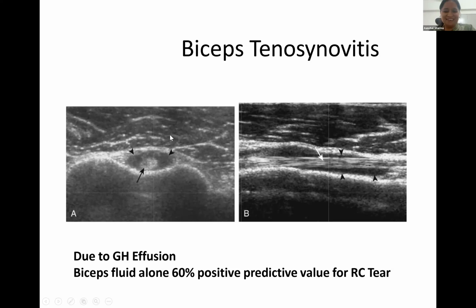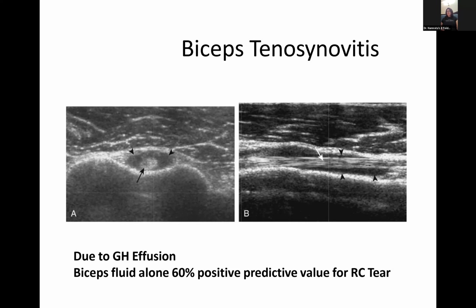Okay, so I was talking about the biceps tendon. Whenever there is fluid around the biceps tendon, whether you are able to appreciate that fluid in the short axis or the long axis, the biceps fluid alone has 60% positive predictive value for the rotator cuff tear. So always look for any tear in the rotator cuff whenever you see fluid around the biceps tendon, because whenever fluid is there in the glenohumeral joint, that fluid is reflected along the biceps tendon, because the biceps tendon has an intracapsular origin.